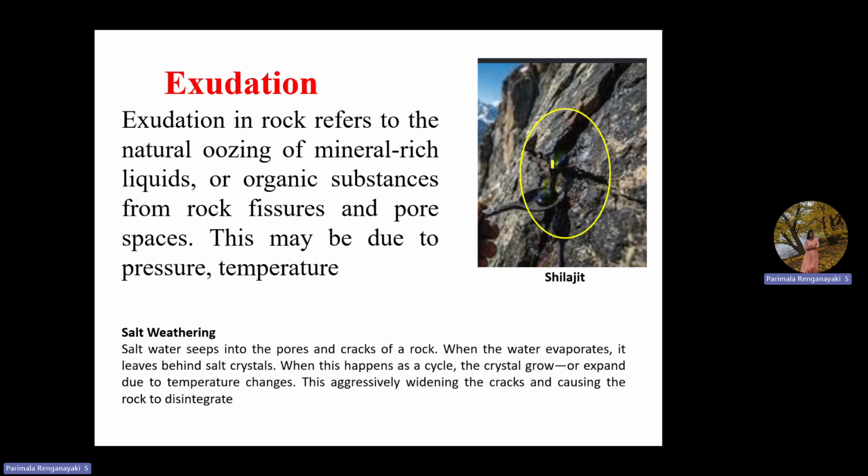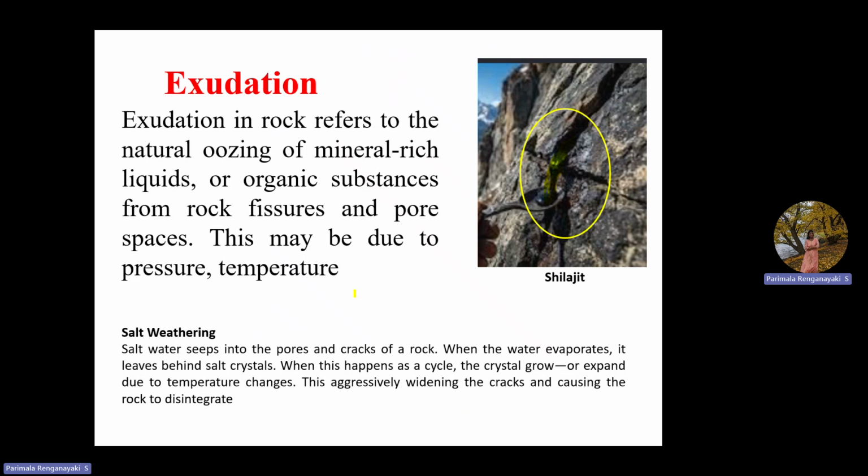You can see minerals coming out. Mineral-rich liquids are organic substances from rock fissures and pore spaces. This may be due to pressure or temperature. Slowly, when the content within the rock comes out, it may make some hollow spaces within that rock. Slowly, again, when there is pressure, that rock may disintegrate away from the parent rock.